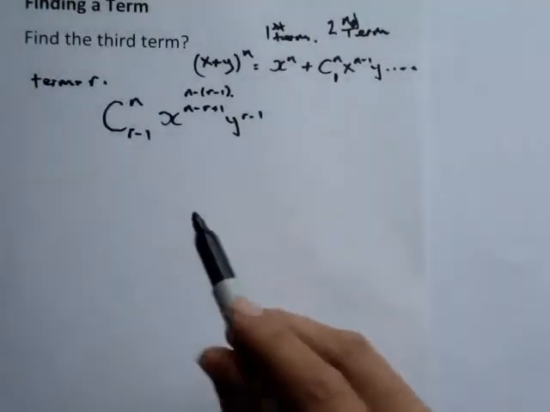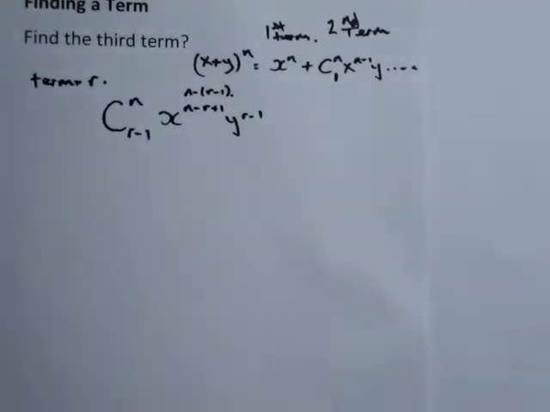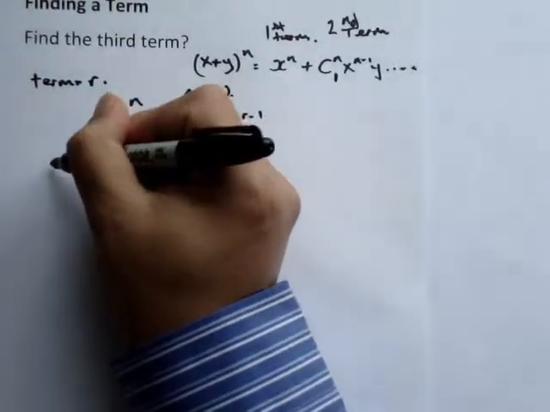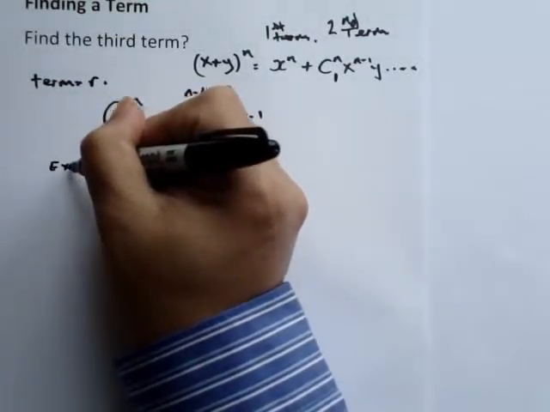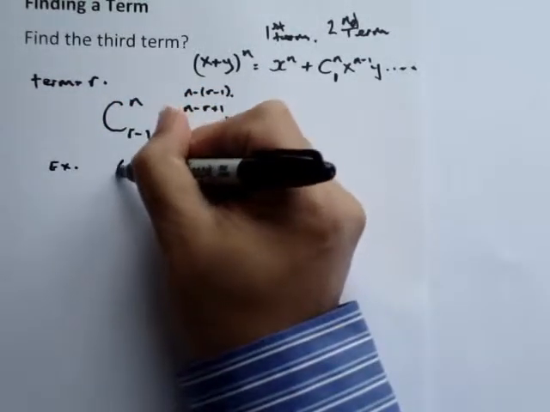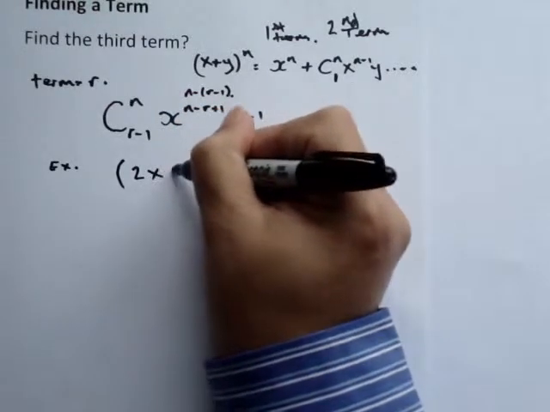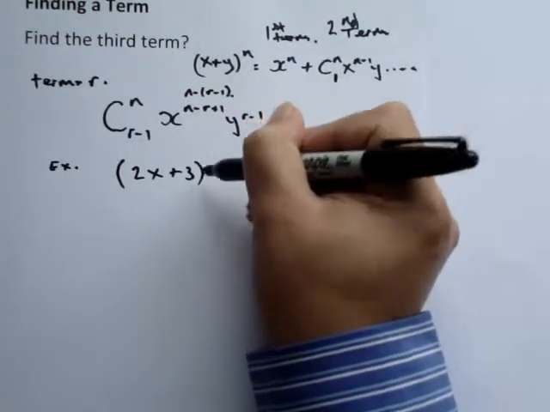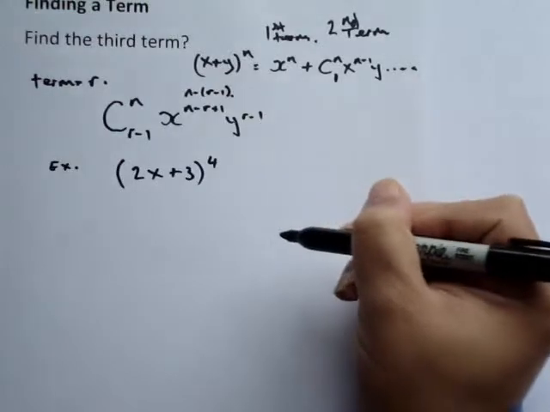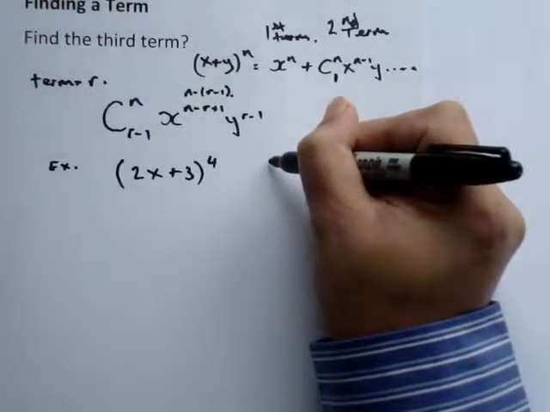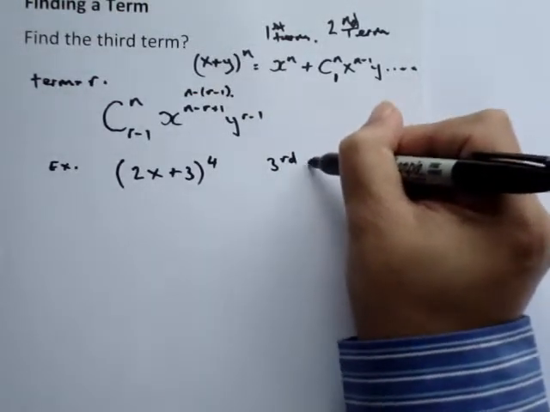So we can think of this as if we had, for example, let's do an example. (2x plus 3) to the power 4. What's the third term in the expansion?